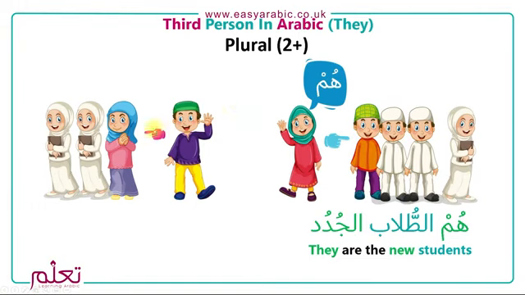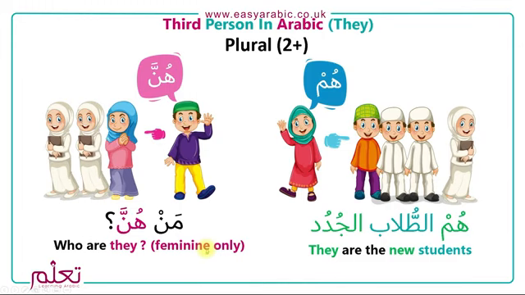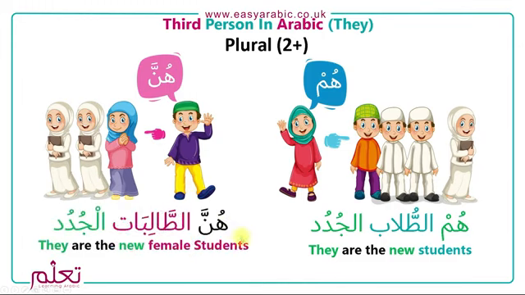Next we have when we talk about females. We said that when we talk about females only, we can't use hum. Here we are going to use the word hunna. If we ask the same question, it is man hunna, who are they, feminine only, and the reply would be hunna at-talibat al-judud. Here we've got the plural version of talib, where alif ta is added at the end, and because we're saying the students, we are also adding al. So hunna at-talibat al-judud. They are the new female students.